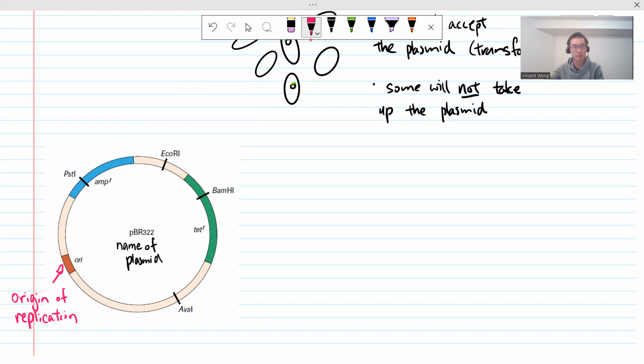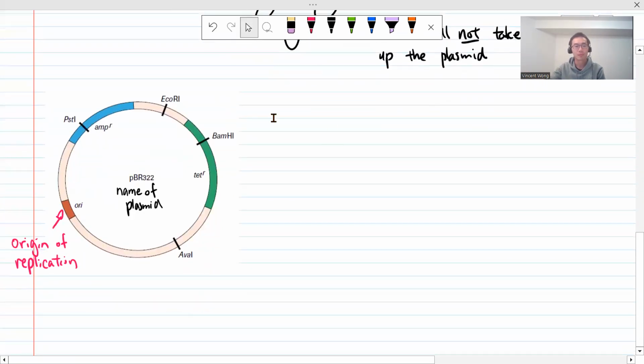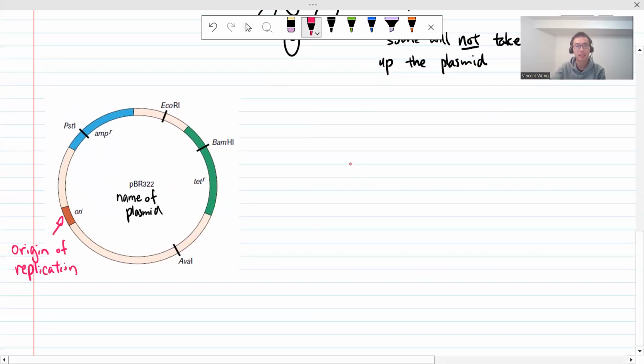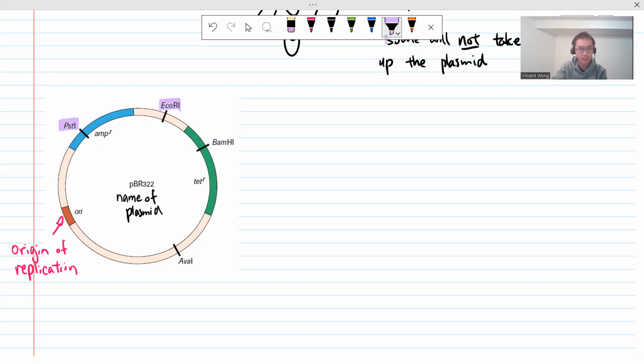That's where the transcription begins. That's useful information if you're actually doing this experiment. And then we have all these things on the outside here, right? PST1, EcoRI, BamHI, alpha 1.